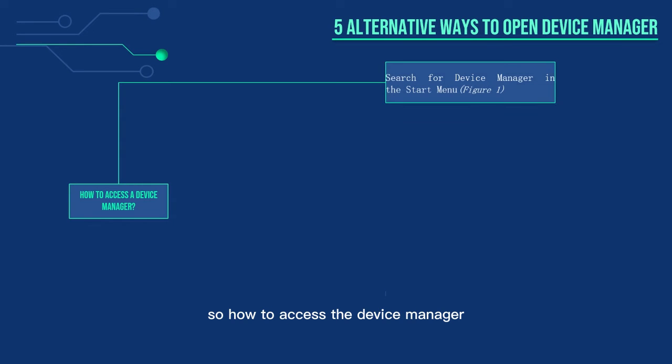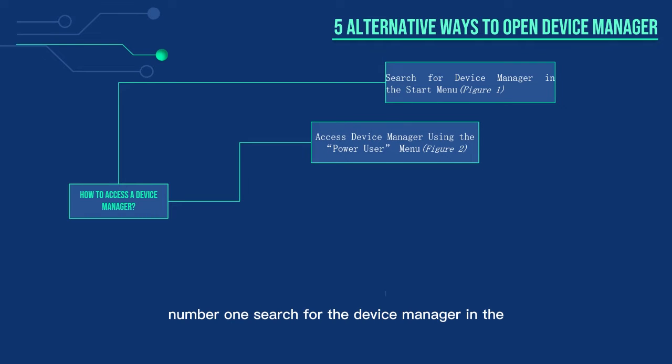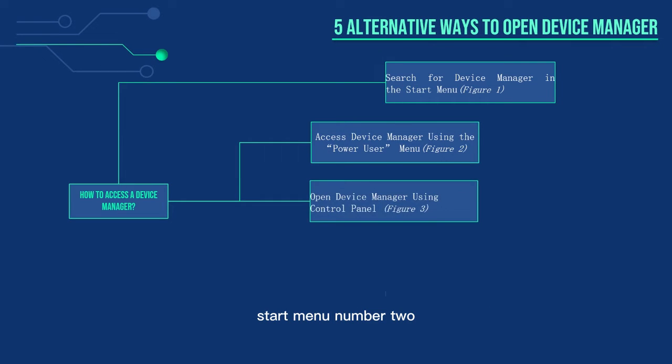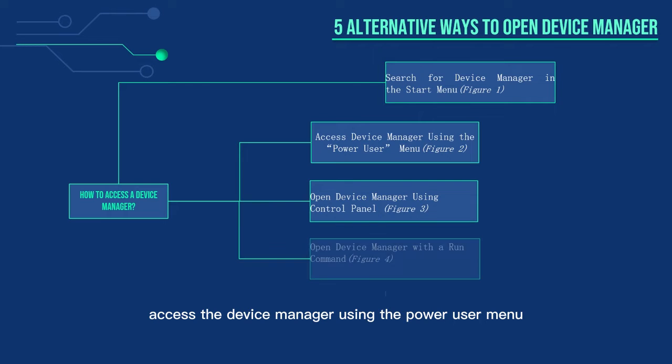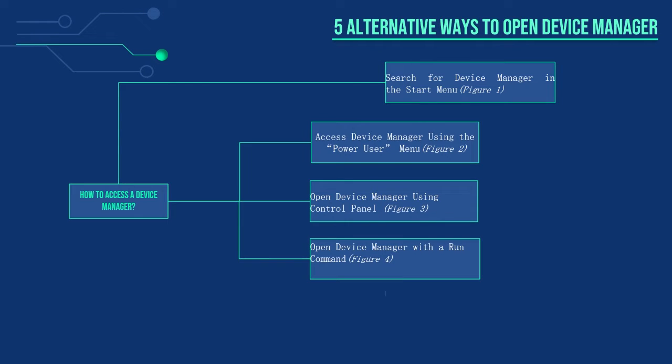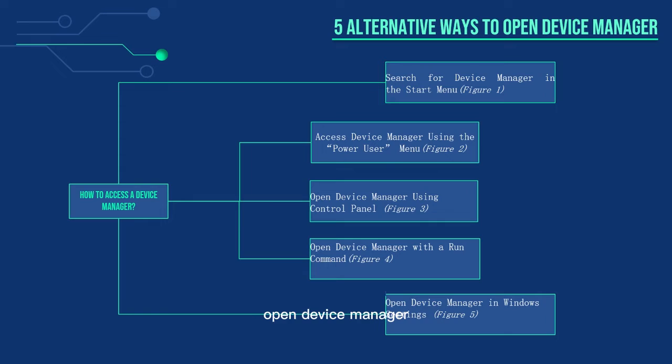So how to access the Device Manager? Number one, search for the Device Manager in the Start menu. Number two, access the Device Manager using the Power User menu. Number three, open Device Manager using Control Panel. Number four, open Device Manager with a Run command. And last, number five, open Device Manager in Windows Settings.